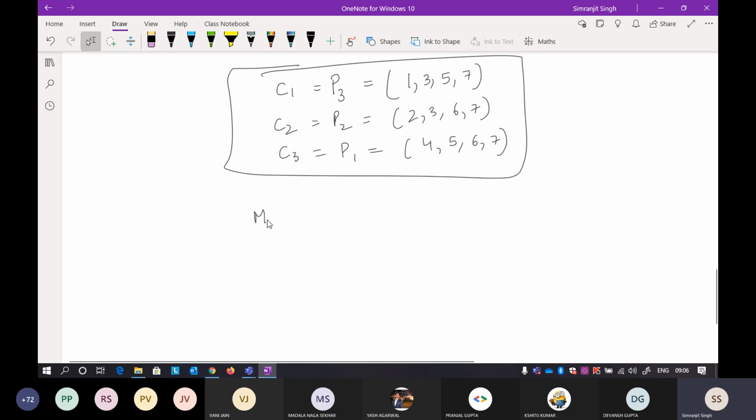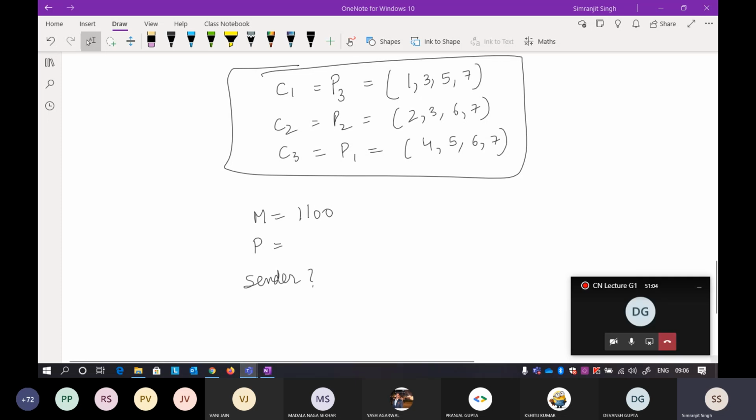The message is 1, 1, 0, 0. You have to make the parity bits and tell me what the message from the sender side will be. Try to do it and tell me the answer. Take about 5 minutes. It will not take more than that, because all the parity bits I have already written here. Share your answer in your group chat.